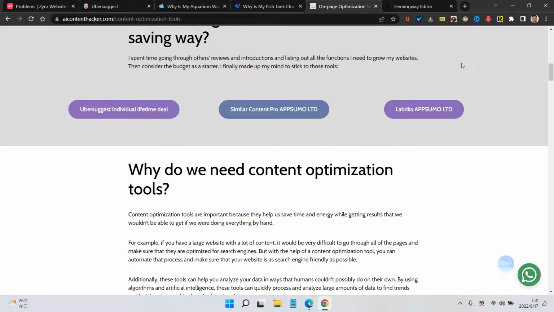And how much money have I made recently? I have made about 600 US dollars from my blogging since April. You can see this is only 4 months. I didn't do full-time blogging.